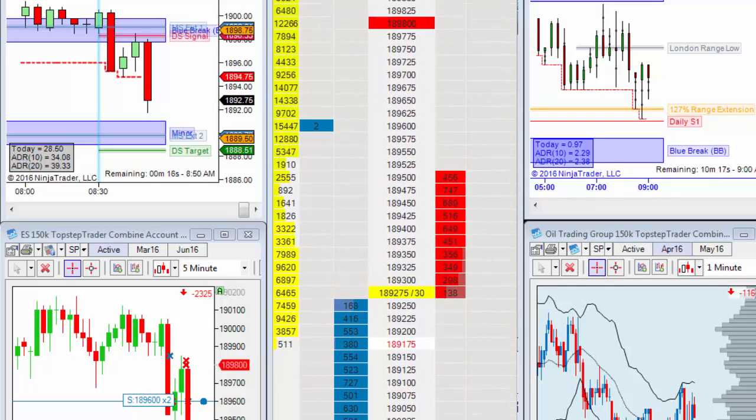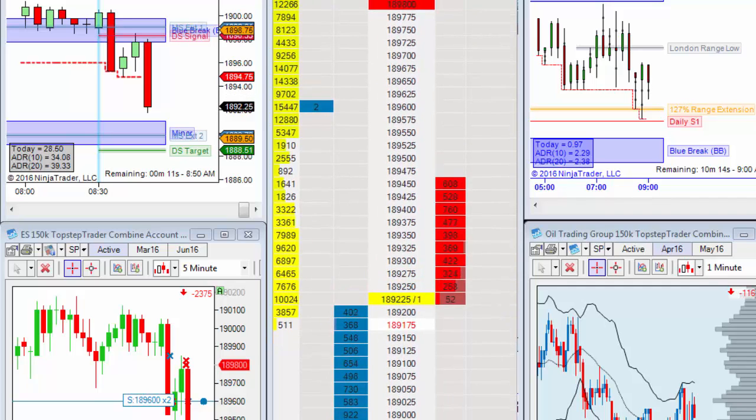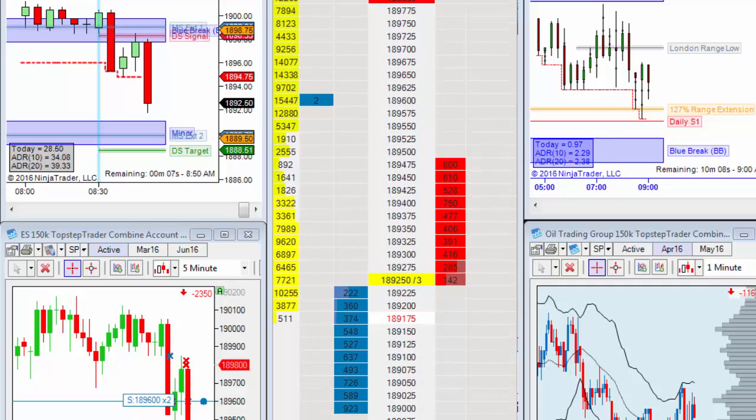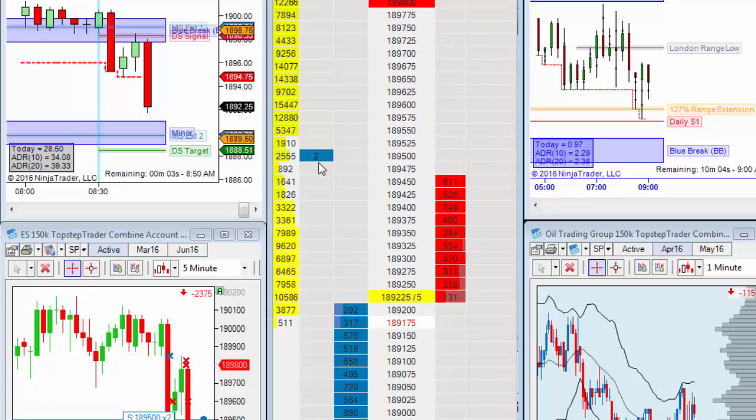So let's see here. What is this high? The swing high here on the 3-minute is 1894. Bring this down to 1895 on the stop. 3 points on the stop at 1895.